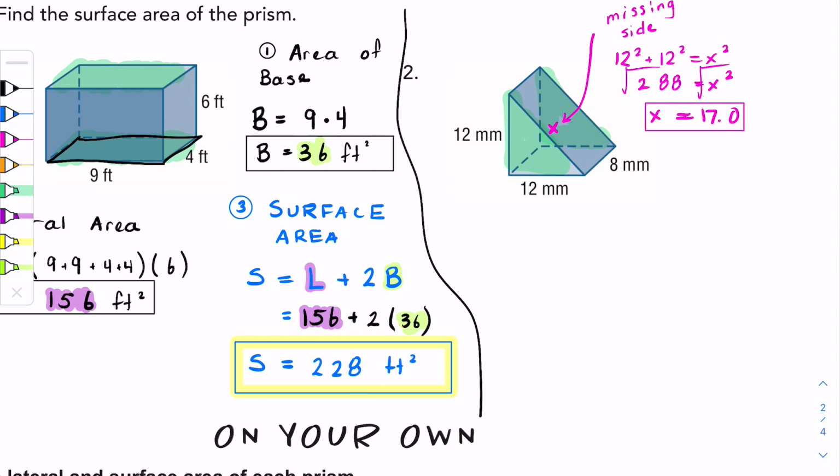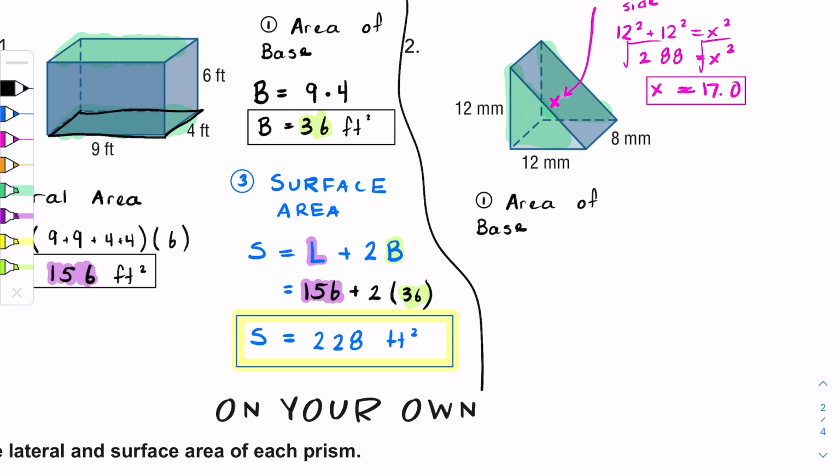So once we find the missing side, the first step to finding our surface area is to calculate the area of the base. When we calculate the area of the base, we are actually calculating the area of a triangle. So make sure you use the correct formula. 1/2 base times height. So 1/2 times 12 times 12, which gives us the area of the base at 72 millimeters squared.